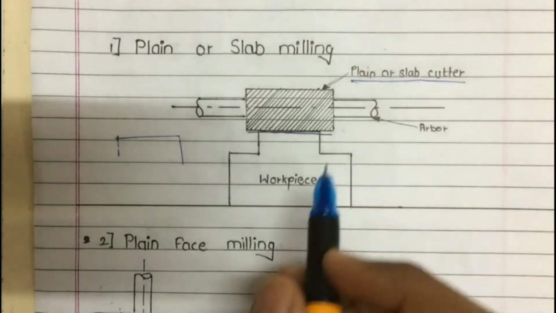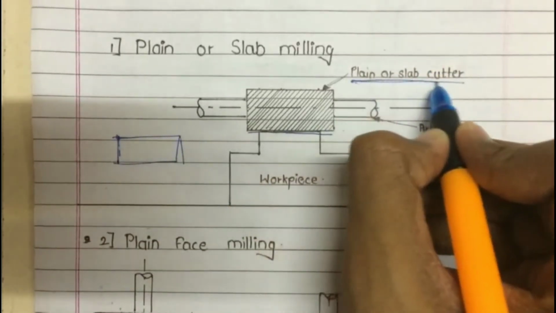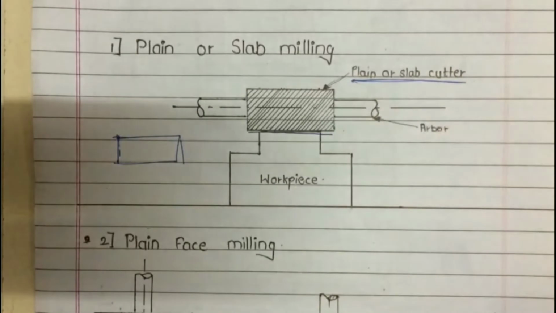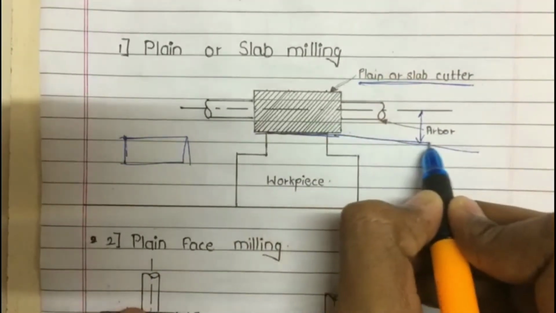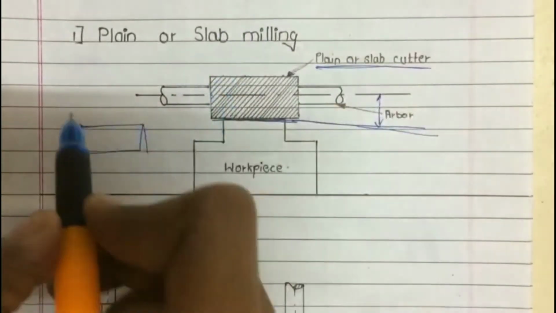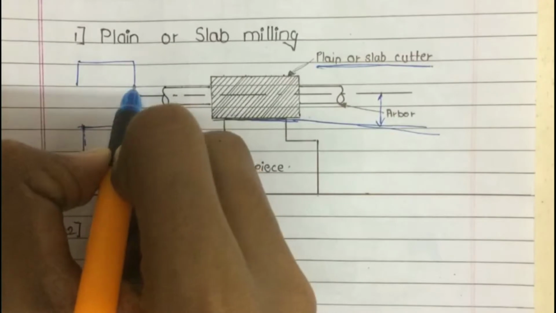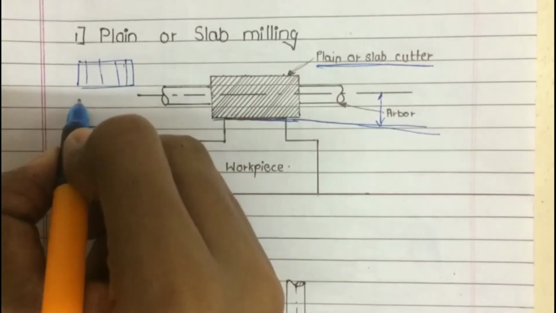In this operation, flat horizontal surfaces are produced by using a plane milling cutter or slab milling cutter, and these horizontal surfaces are parallel to the axis of the cutter, and the cutting teeth of the cutter can be parallel to the axis of the cutter or can be helical in nature.